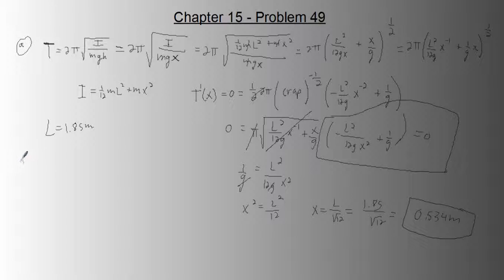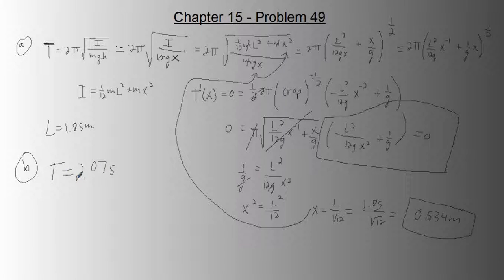That's part A. What's part B? Part B is to find the actual period with that x. So now we just take this value of x, stick it back up into here, and solve for all this, and you get period equals 2.07 seconds. So that's the shortest period. The longest would be longer than 2 seconds, sort of a long swing. Anyway, that was a cool problem.